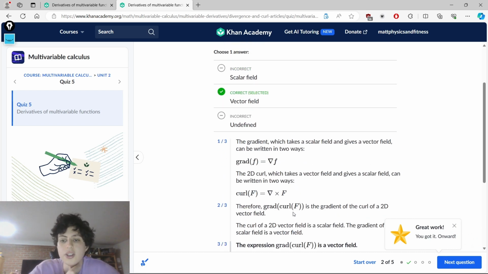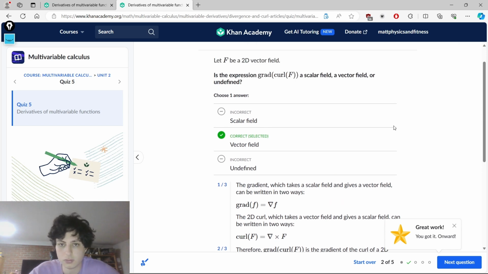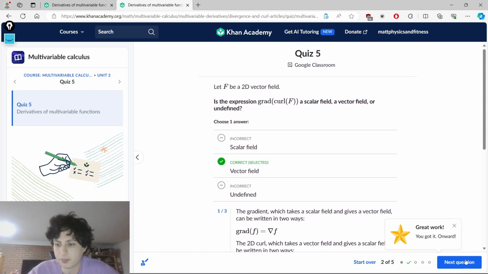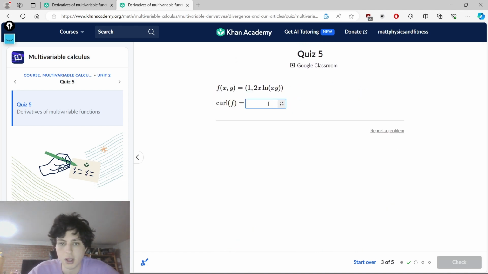The gradient, which takes a scalar field and gives a vector field, can be written in 2 ways. Yeah, because it gives a vector field, right? So the expression, yeah. I don't know this.